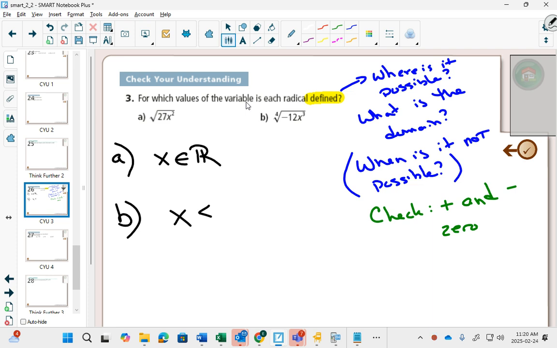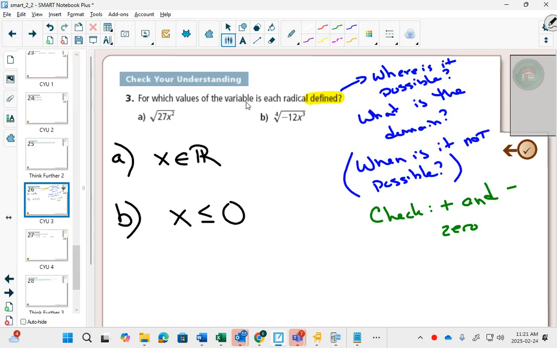You put in 0, what do you get? 0 inside. What is the fourth root of 0? 0. You're allowed to square root 0, cube root 0, fourth root 0. So we have to have the equal sign included here, that x can be less than or equal to 0.